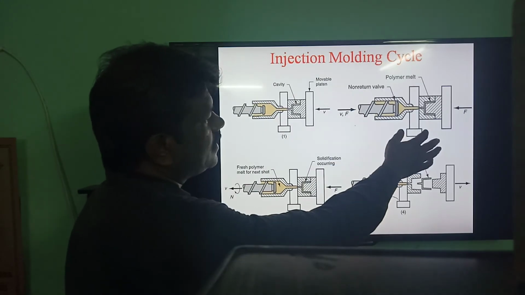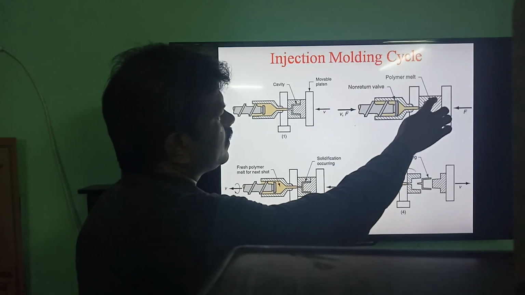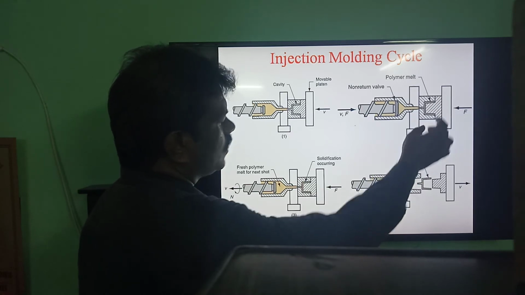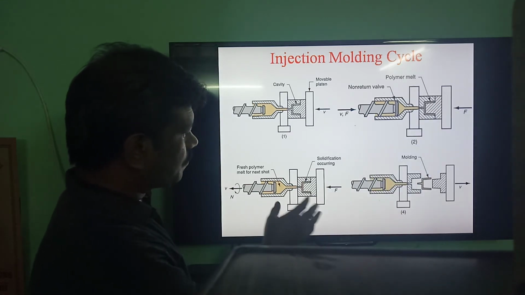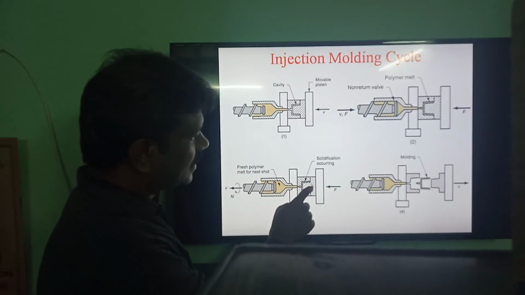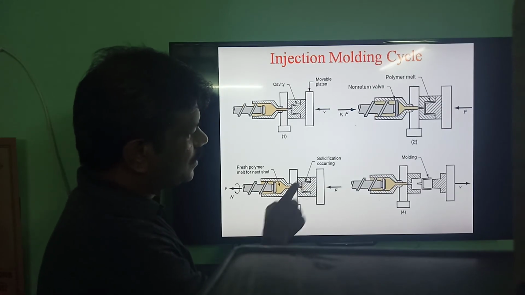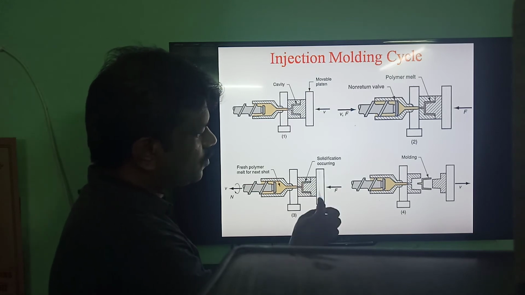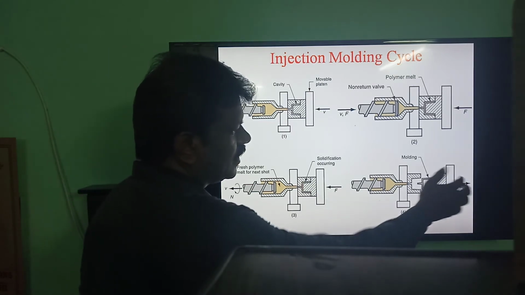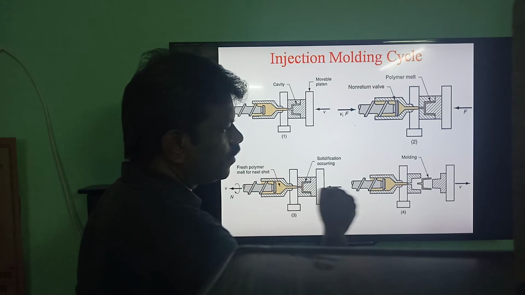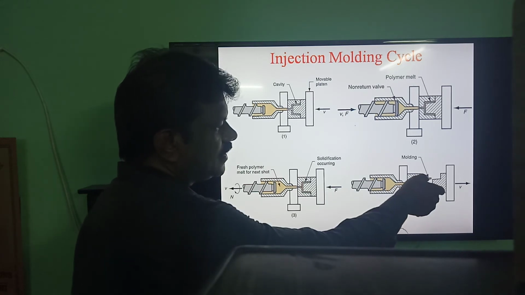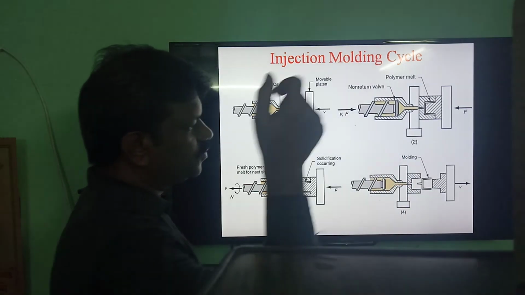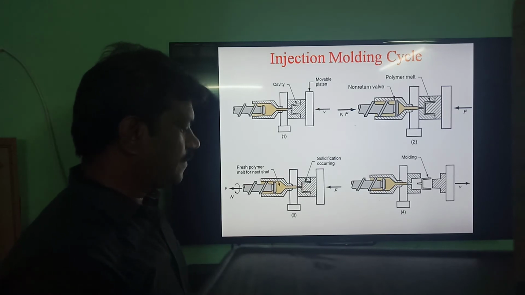In the second stage, the material is injected. In the third stage, once it is injected, it is subject to a solidification process. Once it is solidified, this movable platen moves in this direction so that your mold gets opened. Now the product is ready, so we can remove the product.